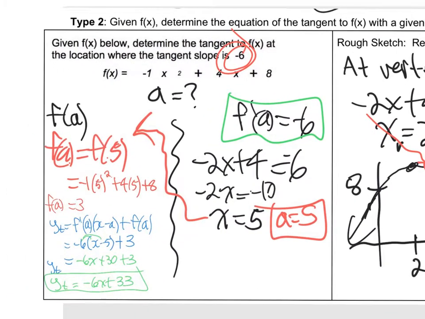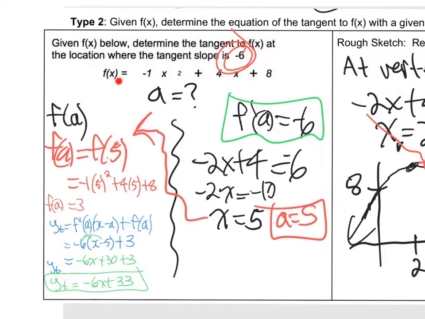So here we go. Once again, we don't know the a value. We know the equation of our original function, and we know that that right there is negative 6. Well, what is that negative 6? That's the tangent slope. The tangent slope is f prime at a. We just don't know what a is. So f prime at a is worth negative 6. The slope of the tangent is negative 6.